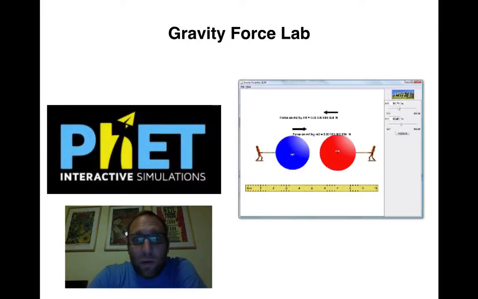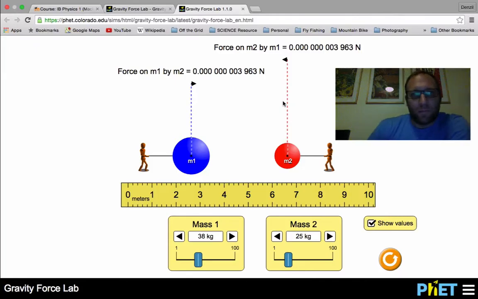Okay, so I bet by now you want to know what this value for big G is. Well, in order to do that, you're going to have to download the Gravity Force Lab PhET simulation. It's on Moodle. Go do that now. Okay, so this is the simulation that you should have by now. Just a quick run through before I actually give you the task. Remember, we want to find the value for big G, the universal gravitational constant.